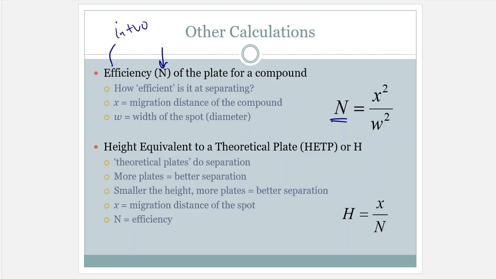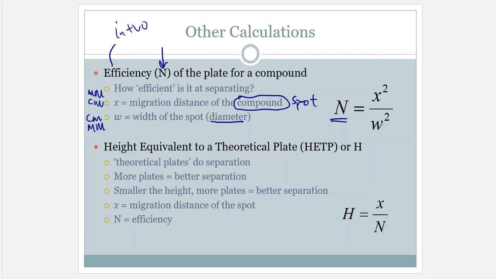The X is the migration distance of the sample. So in other words, this is the spot distance here. I'm going to take the spot distance and I'm going to square it. And then I'm going to divide it by the width of the spot. And the width of the spot is basically the diameter. And again, I want to make sure that these are the same units. So if I'm measuring this in centimeters, I'm going to measure the diameter in centimeters. If I'm measuring this in millimeters, I'm going to be measuring that one in millimeters.